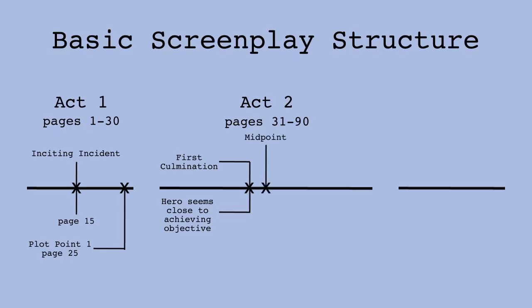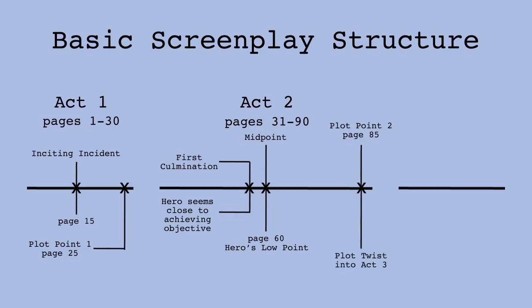And that comes at about page 60 if we're looking at a 120-page screenplay. And this is the low point for our hero. He seems so far from fulfilling his dramatic need or objective, he is despondent, he is ready to give up. And then, of course, we reach our second plot point right at the end of Act 2, which is going to come probably around 85, 86, somewhere in there. And this is where our story takes, again, another reversal, and our hero is going to move into the third act where he will have his final confrontation with his nemesis, the antagonist of our film.